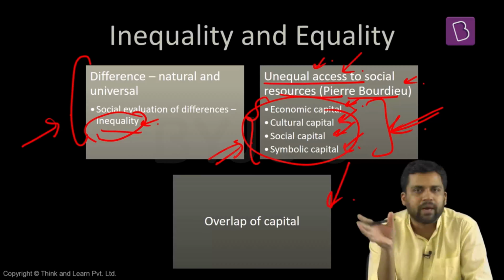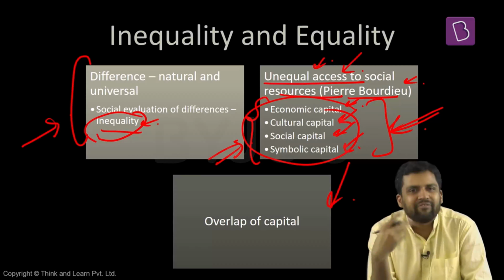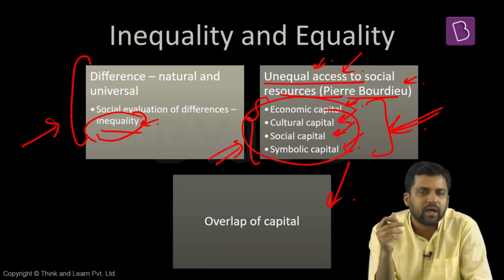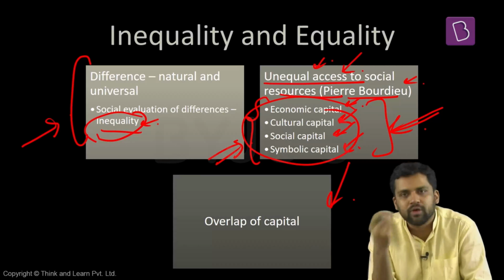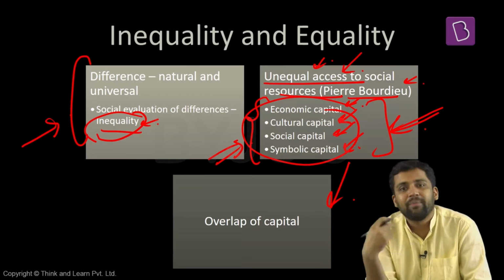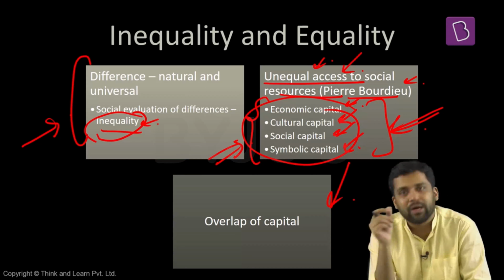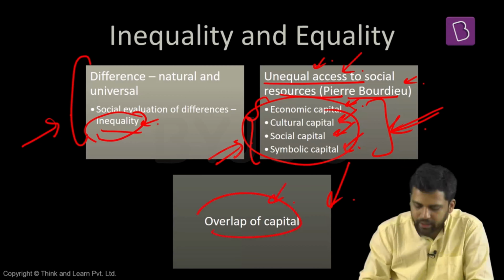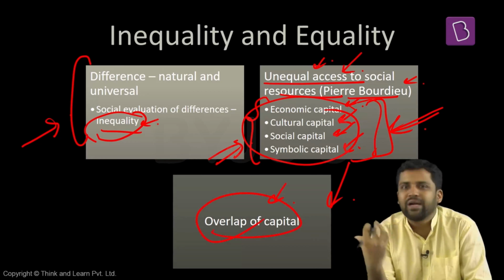Sometimes there can be overlap of these capitals. For example, those who have economic capital, those who have access to finances, those who are rich, will highly likely also have access to cultural capital. That means they will be the ones who will be able to take up education. They can go for high qualifications. And highly likely these are also the individuals who will be well connected. They will have a good network, and their position in the society might also be good. They will have a good reputation. So sometimes overlap of capital takes place. Economic capital, cultural capital, social and symbolic capital might overlap together.